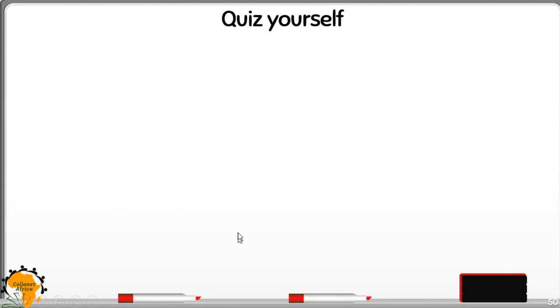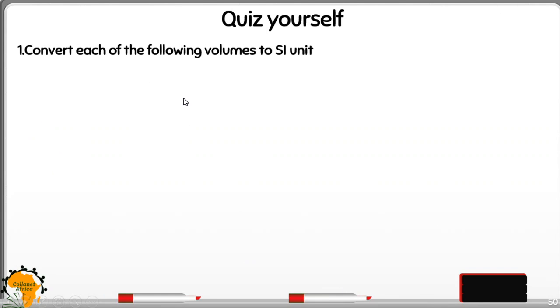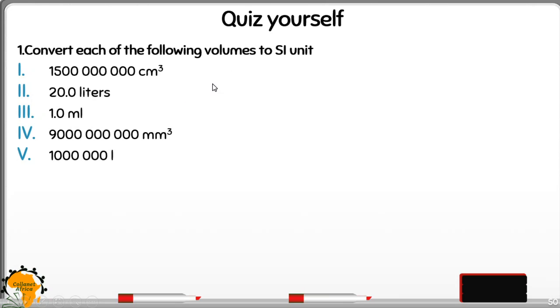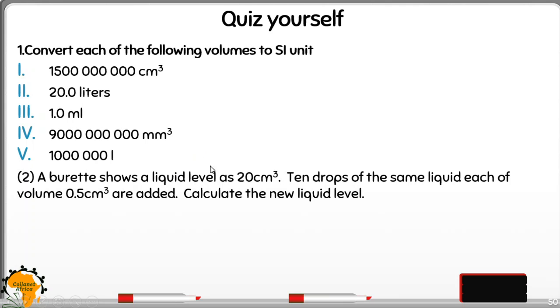We proceed to a quiz. Quiz yourself. Convert the following units into SI units. You are supposed to work very hard. Ensure that you are able to get the correct answers. And if you forget, it's always good to refer to your notes until you understand all the concepts. Then after understanding, come and attempt your quiz.